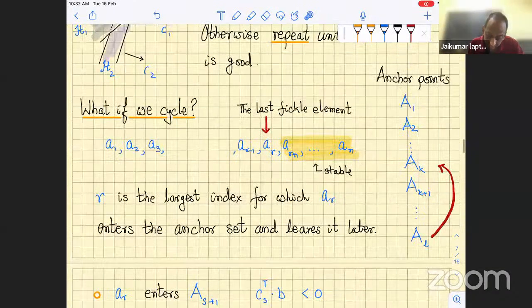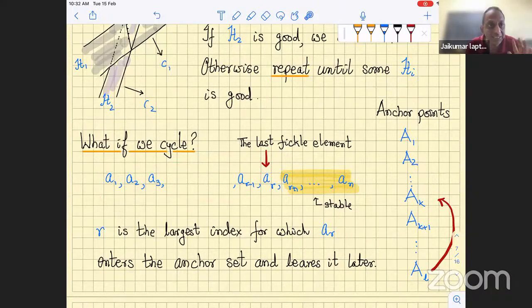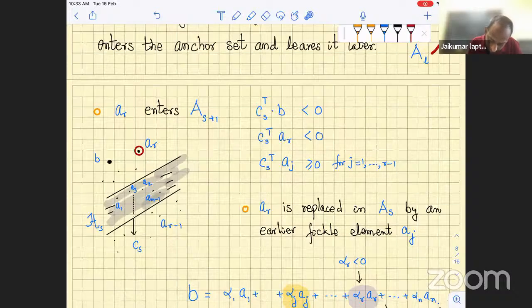So what do we know? At that point, all these fellows were being served well by the current hyperplane, H_S. They were on the other side from B. The first vector which was on the same side as B was A_R. So at this moment, this is the normal to this hyperplane, and B is on one side. A_R is on the same side, but every A_j for j equals 1 to r minus 1 is not on the side of B.